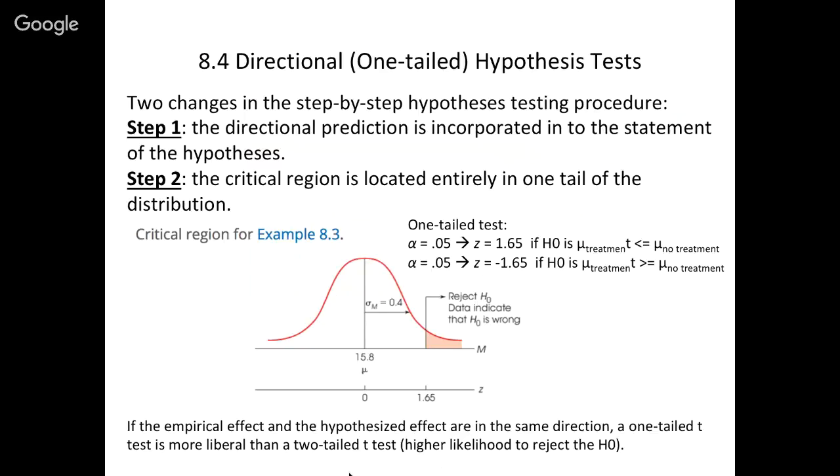Why? Because we have the entire critical region on one side of the distribution. That means if we do have the treatment effect as we predict, we have a higher probability the sample mean will fall in this region, compared to when the critical region is equally distributed to two sides of the distribution.